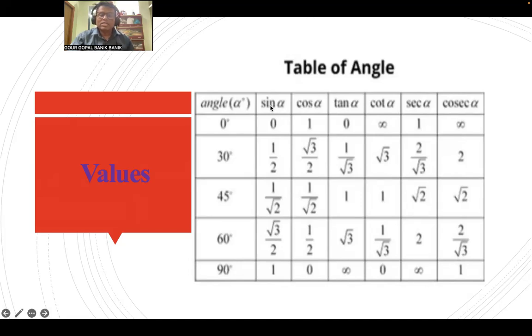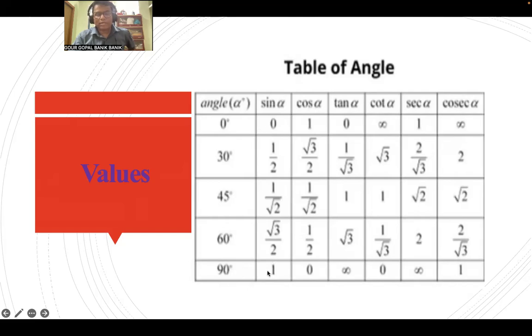I'm talking about how to learn it. See, this is sine A. These are all angles, and these are all values. Sine 30 degrees, value is 1 by 2. Sine 45 degrees, value is 1 by root 2. Sine 60 degrees, value is root 3 by 2. I don't know how you'll remember, but you have to learn these things. Everything is possible, dear students.